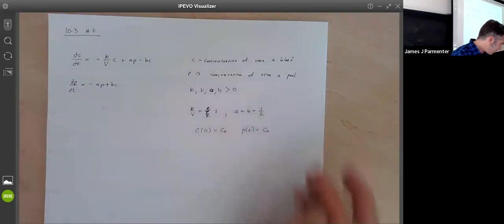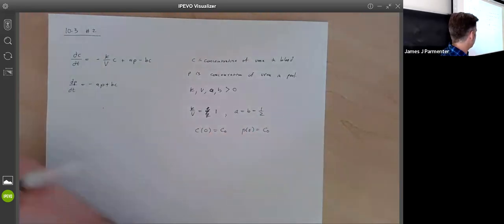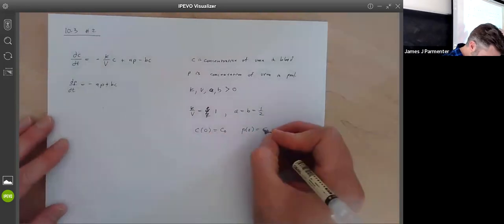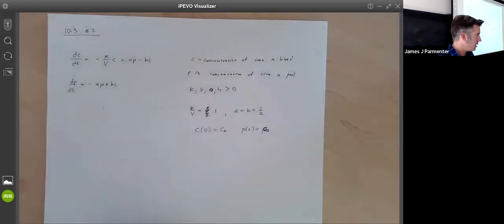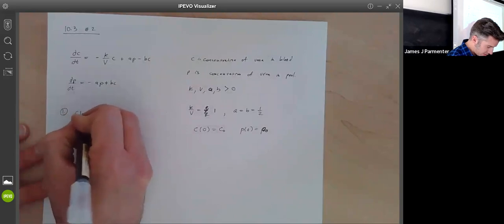Good times. I feel like that must be a mistake. I feel like it's supposed to be P naught. I'm pretty sure, it wouldn't make sense for P of 0 to be C naught. I'm going to change that to P naught. Sometimes books have typos. So first, we want to classify the equilibrium.